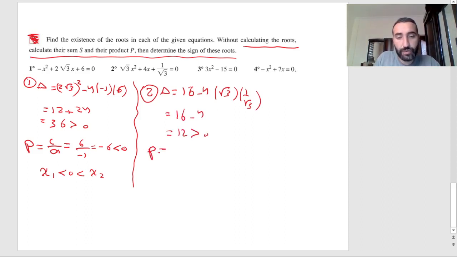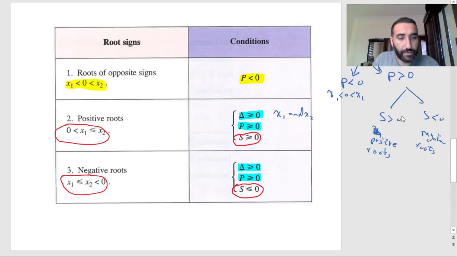Okay, let's look at the product. The product equals c over a, which is 1 over radical 3 over a over radical 3, so it equals 1 over 3, which is positive. So if the roots exist and the product is positive, I continue with the sum. Why? Because if the product is positive, I should look at the sum.